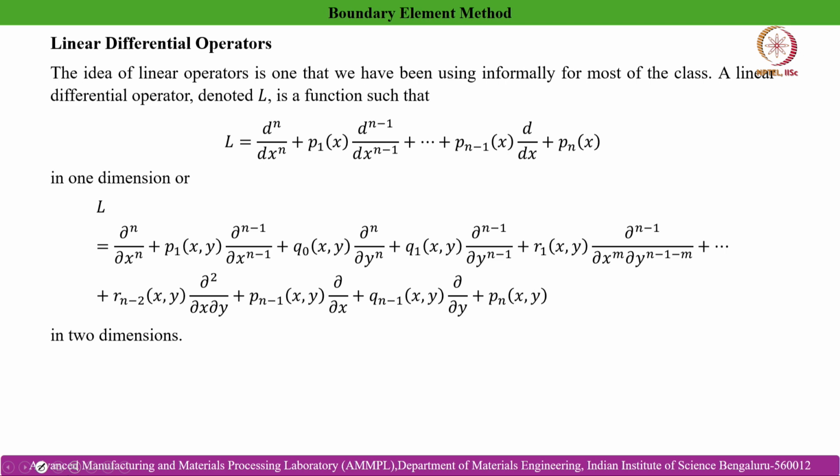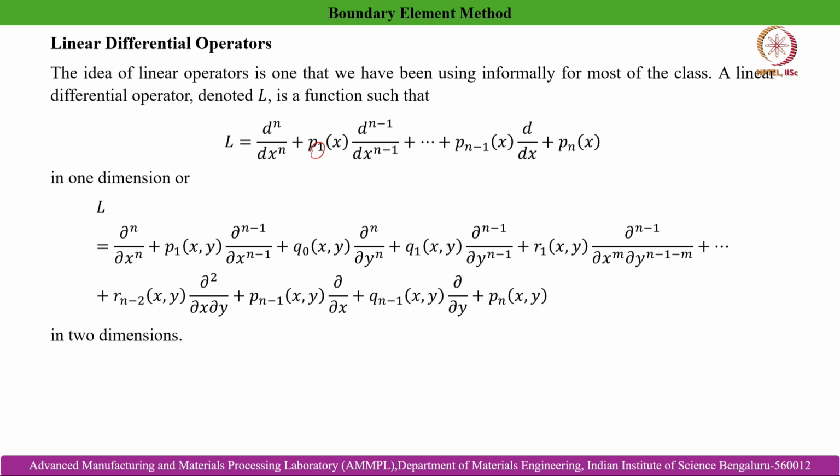d^n by dx^n plus p1(x). As we are increasing the order over here, we have to deduct it from the power of the derivative. That means p1(x) d^(n-1) by dx^(n-1) plus, and so on, up to p_(n-1), where it becomes d by dx. Likewise, this is for a one-dimensional problem, and in the case of 2 dimensions the expression has to be written involving both x and y coordinates.